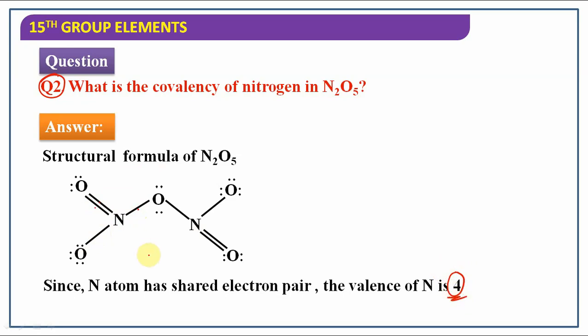Nitrogen oxidation state is +5. In which compound? N2O5. Right? But whereas covalency is 4. In which compound? Covalency is 4 in N2O5 only. Observe the difference carefully. Is it clear? What is the covalency of nitrogen? That is the answer that should be given.